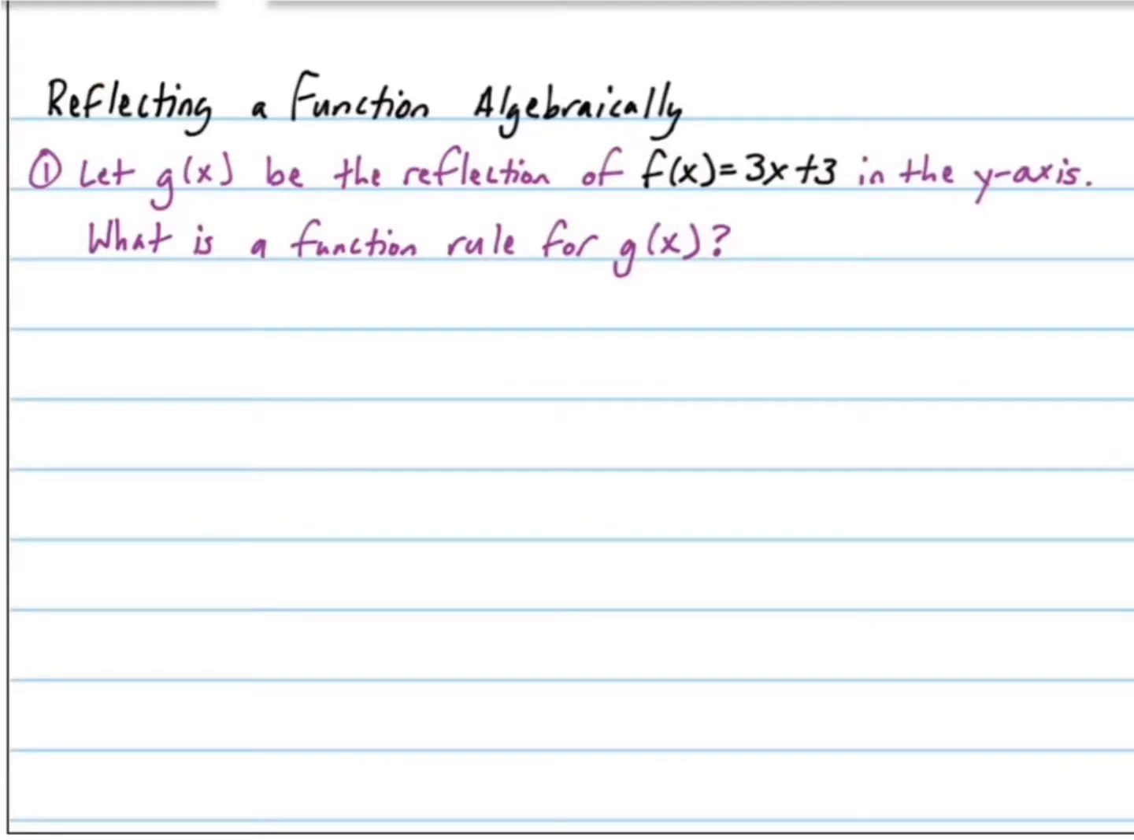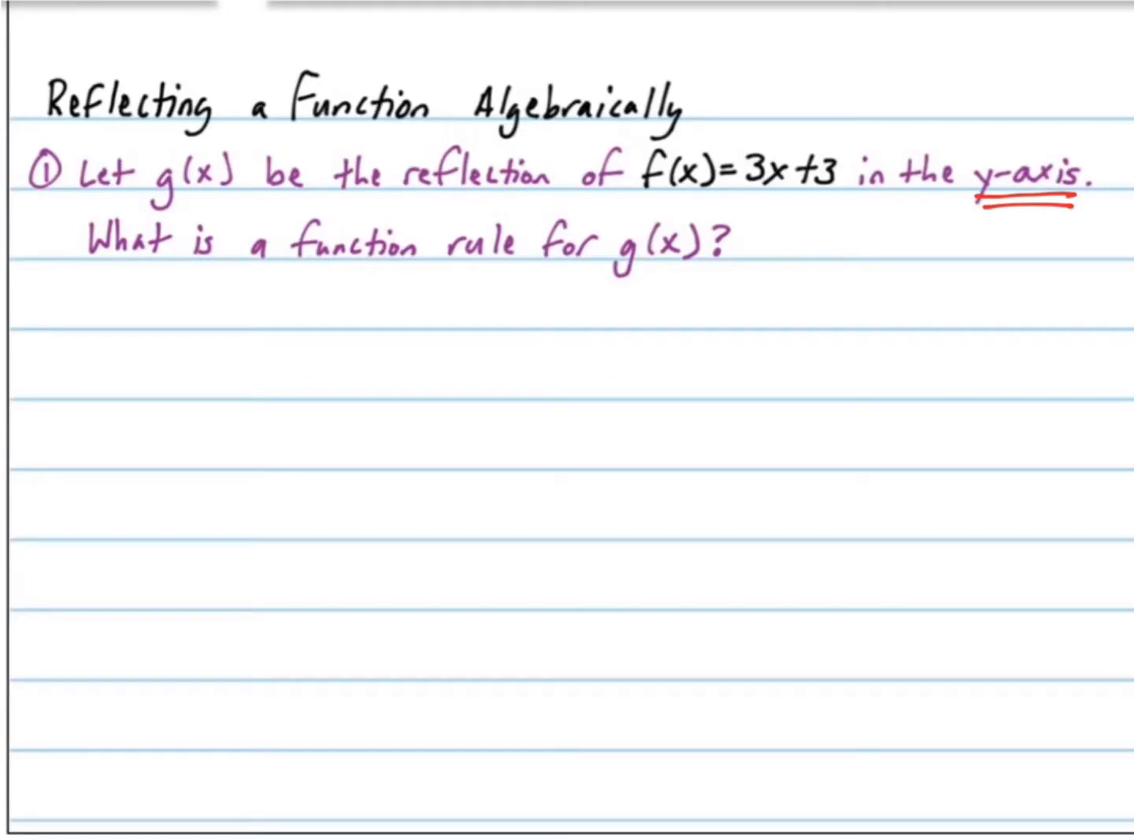So let g of x be the reflection of f of x equals 3x plus 3 in the y-axis. What is a function rule for g of x? So this time we need to denote some key information. They said the y-axis, so that means our y values are going to stay the same and our x values are going to change sign.